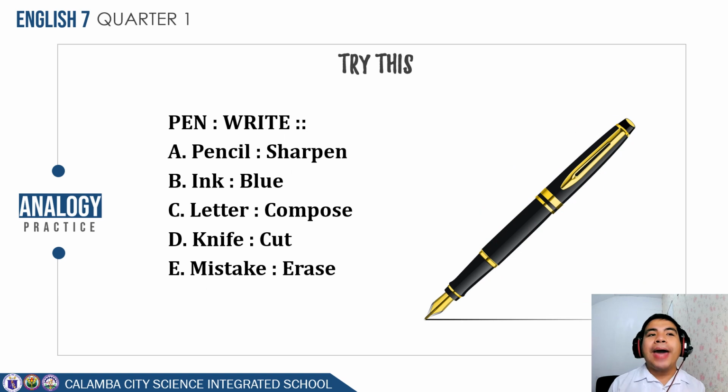Next, pen is to write as A. Pencil is to sharpen. B. Ink is to blue. C. Letter is to compose. D. Knife is to cut. And E, mistake is to erase.